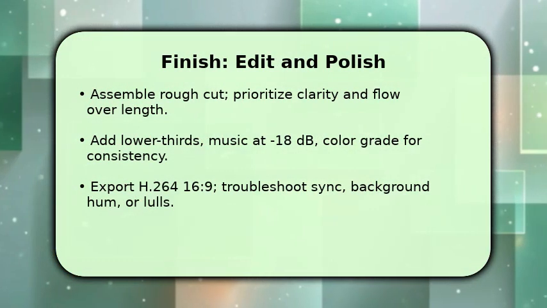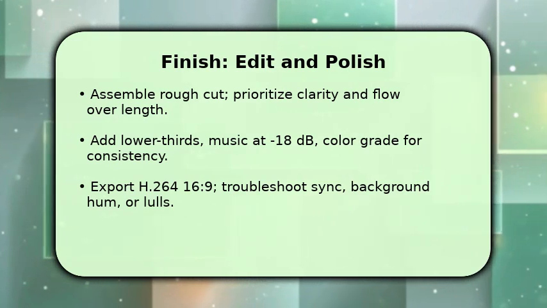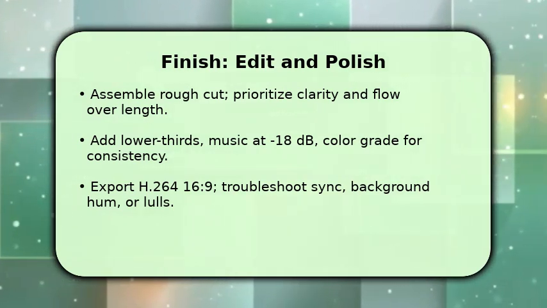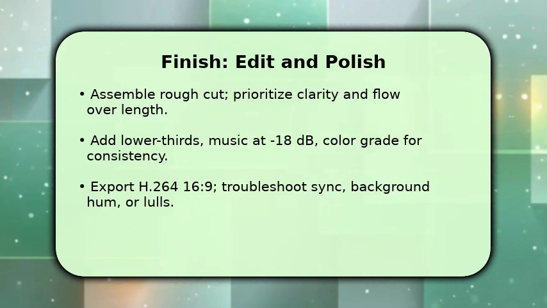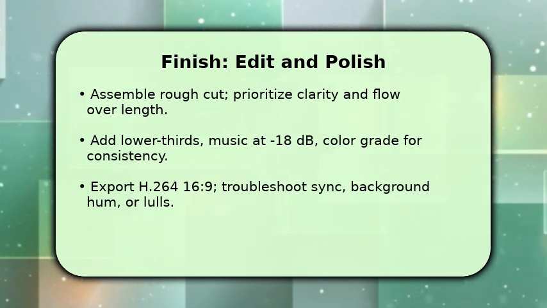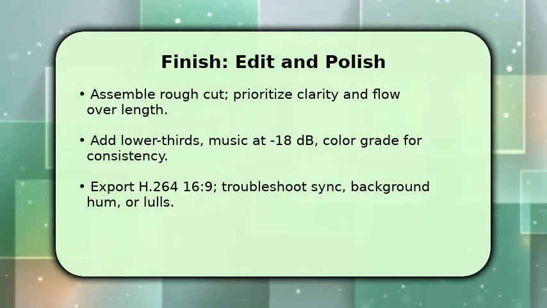You finish by constructing a coherent rough cut, trimming to keep clarity and momentum. Shorter is often stronger. Then add visuals. Lower thirds for names, pacing music at about -18 dB so speech remains dominant, and a subtle color grade for consistency. Once exported H.